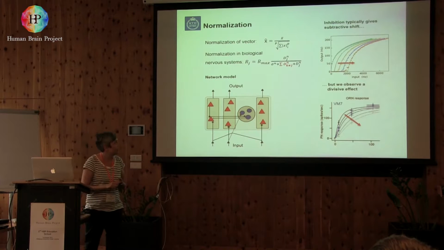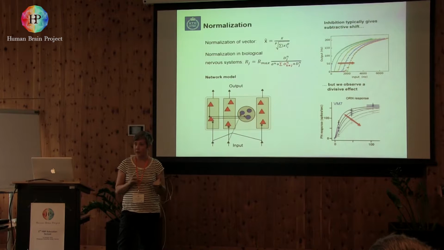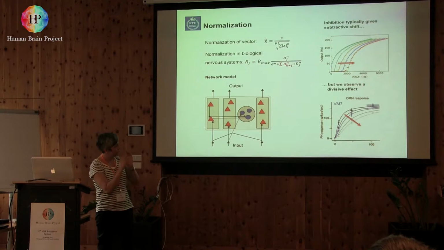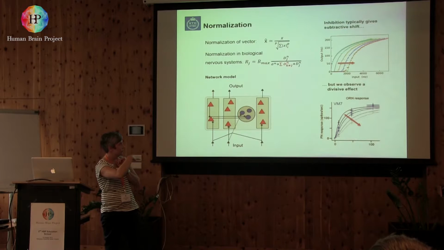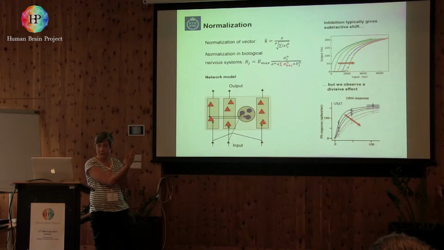And the key problem is, if you look at the graph on the top left, this is the input-output curve of a model neuron, an integrate-and-fire neuron. And the first graph, the blue one with the green crosses on, this is just, I have more input into the neuron, for example, input spikes. And this is on the horizontal axis, and then you can see the firing on the vertical axis. So what happens typically if I use an inhibition to this neuron is that you just get a subtractive shift of the firing curve.